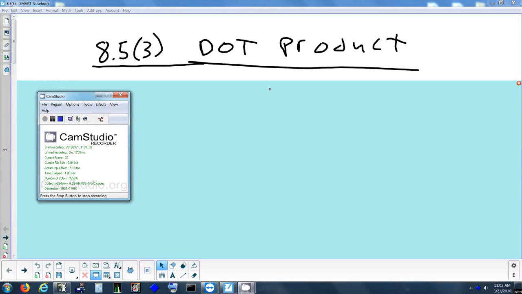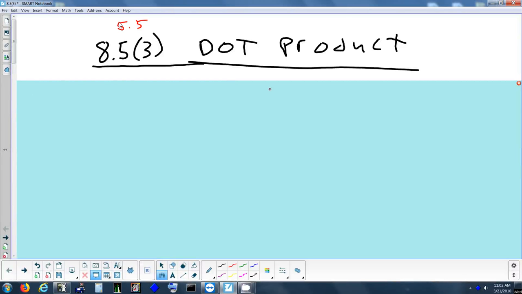All right, so we're going to take a look. Still in section 8.5 in your textbook, but remember now we're in the second packet. In the packet, I think it's, is it 5.5? Yeah, 5.5. The dot product.